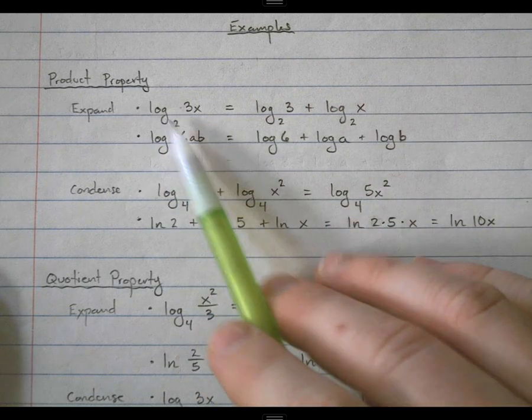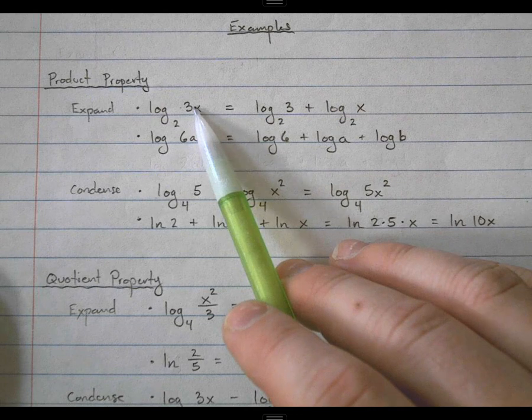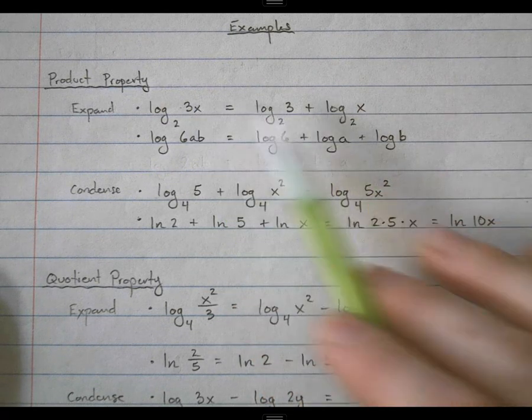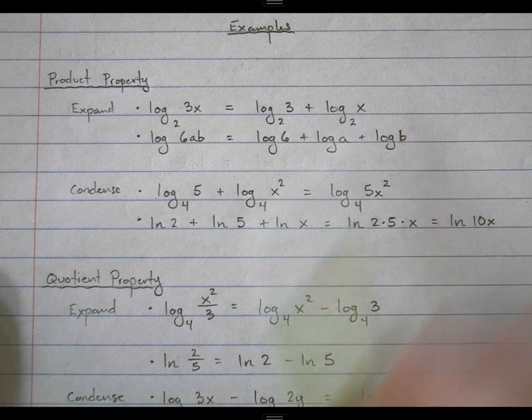So I have a log base 2 of 3 times x. That's a product right there, 3 times x. So I can use the product property to split this single log into two logs: the log base 2 of 3 plus the log base 2 of x.